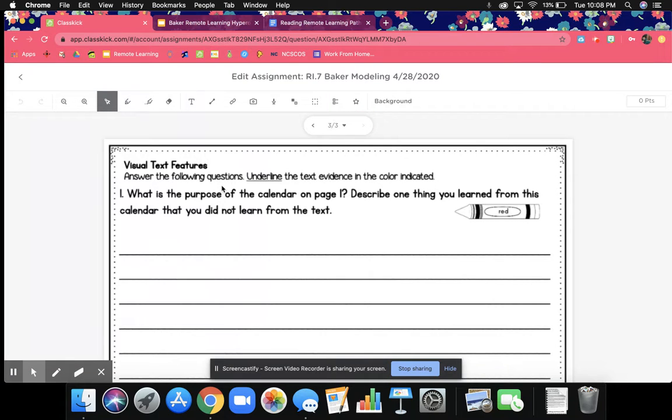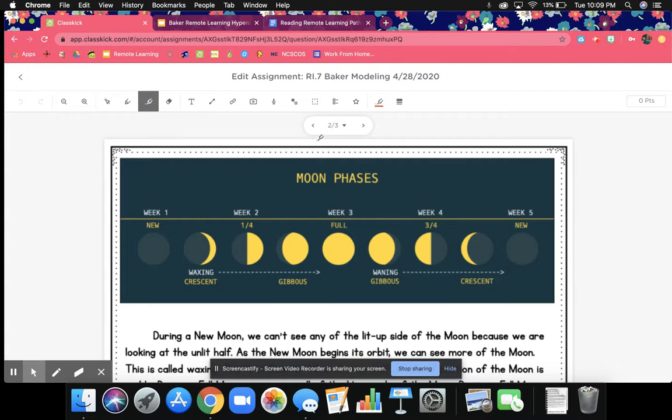So what is the purpose of the calendar on page 1? Describe one thing you learned from this calendar that you did not learn from the text. So we're going to get our red highlighter out. So here we go. I got my red. So we're going to go back to that calendar. What's the purpose of the calendar and one thing you learned from the calendar, not from the text?